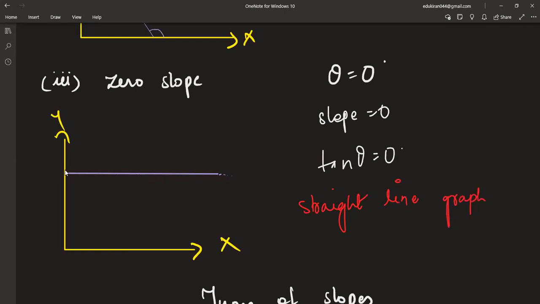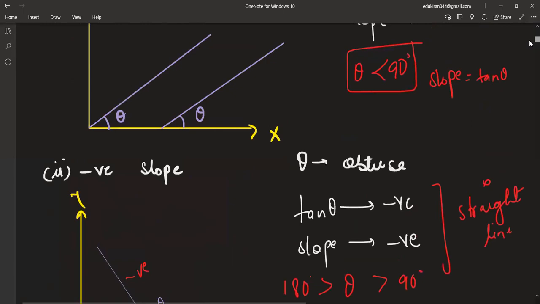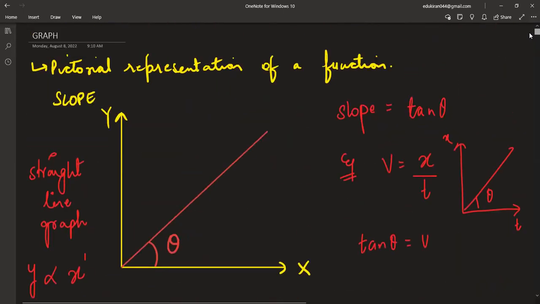But here, how do we take the angle? Theta is actually the angle with respect to the x-axis. So if theta is with respect to the x-axis, this is just parallel. This is 0 degree. So slope will be 0 and tan theta will also be 0. Because tan theta is 0, that's why we are getting the slope as 0. So these types of slope we refer to as zero slope. So zero slope, positive slope, negative slope, these will be used in certain questions.